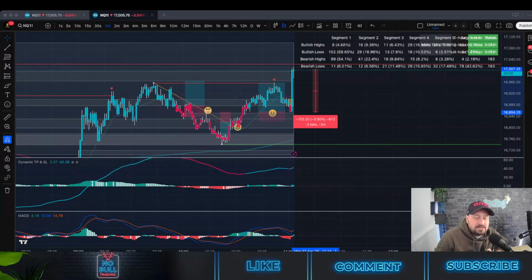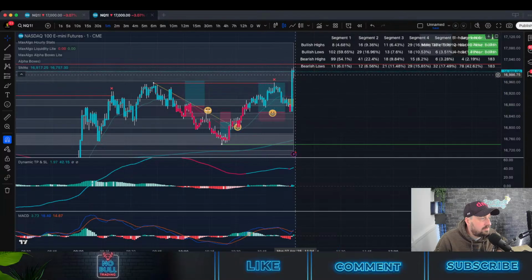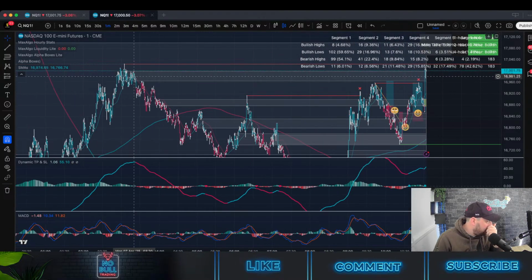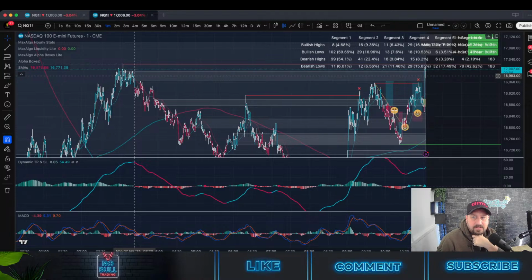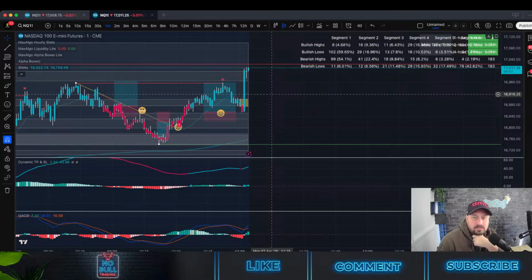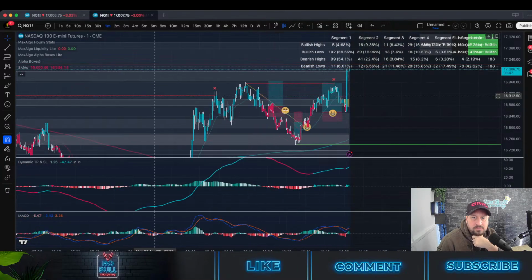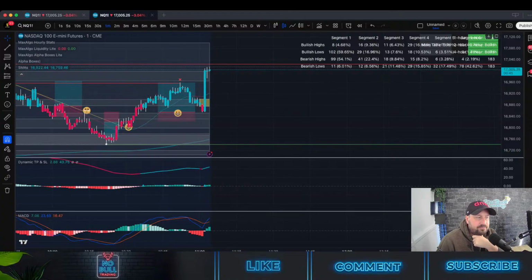Back above this level. Now holding that. Right, that was the previous 4 hour. Previous 4 hour now. So this is our current high for the day. We are just below it.